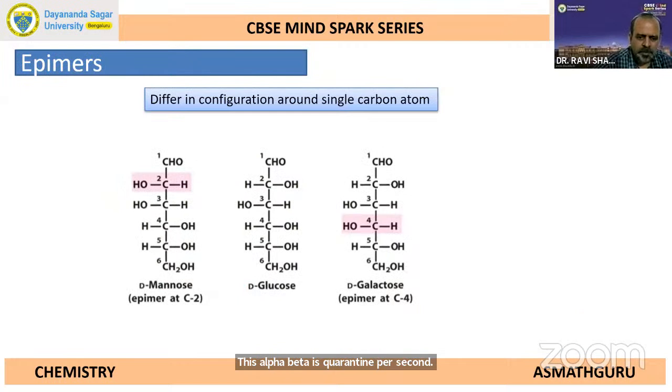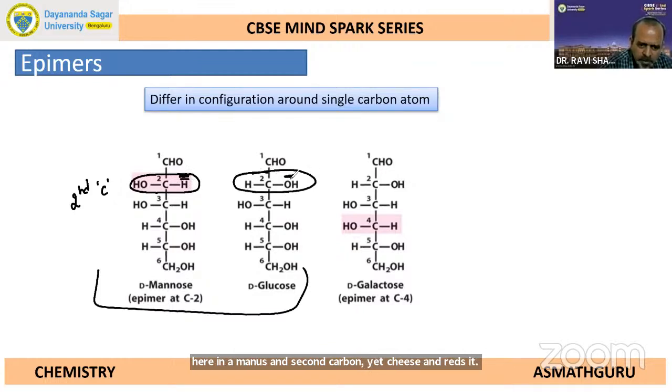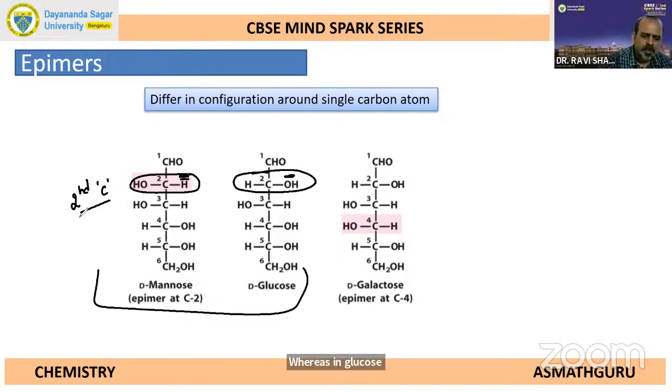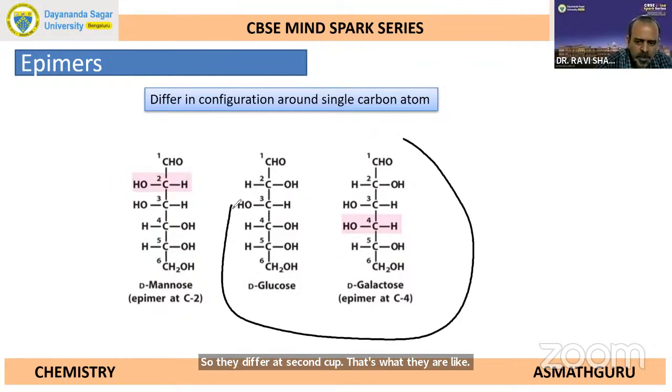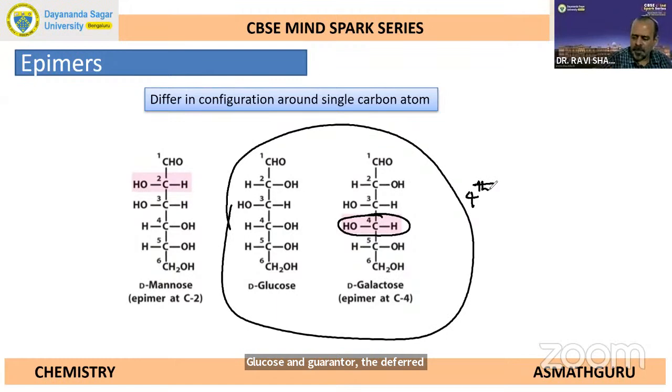So what are epimers? Epimers means they differ in configuration at any one carbon atom. So for example, mannose and glucose are epimers. Why? They differ at the second carbon atom. Observe here. In mannose at the second carbon, OH is on the left side, whereas in glucose, OH is on the right side. So they differ at the second carbon. That's why they are called epimers. Like that, glucose and galactose are epimers. Why, sir? They differ at the fourth carbon atom.